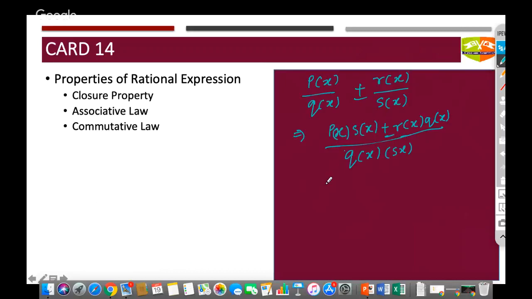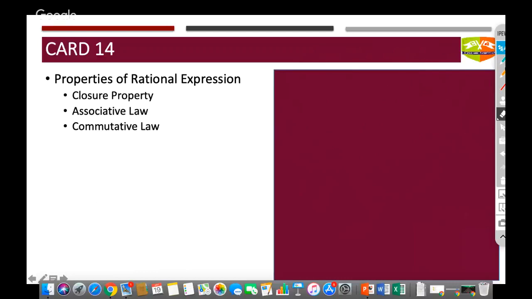Now let me go to different properties. If I talk about multiplication, there are different properties involved with multiplication. So the first one is closure property.